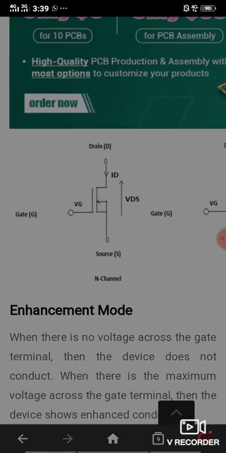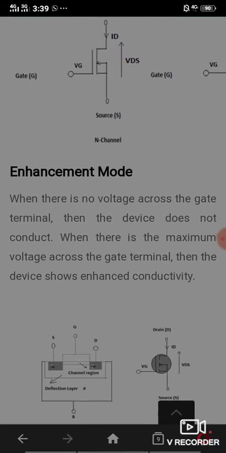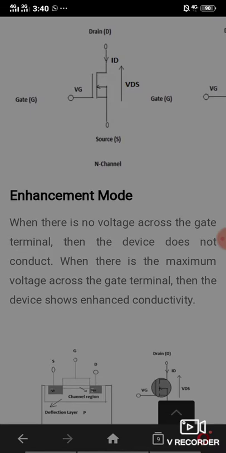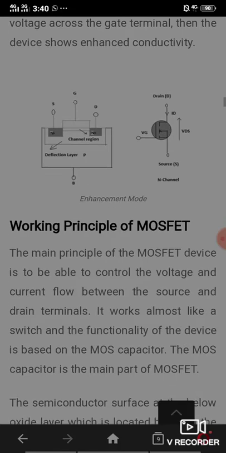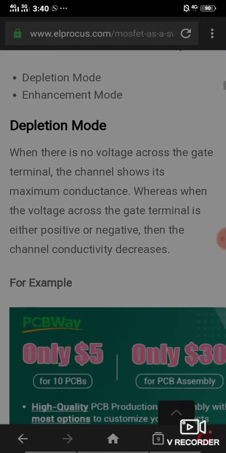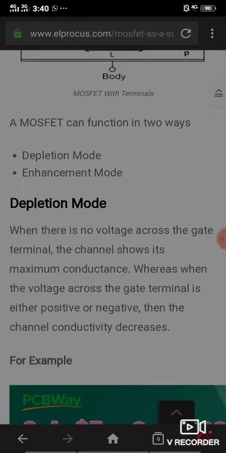Enhancement mode. When there is no voltage across the gate terminal, then the device does not conduct. When there is the maximum voltage across the gate terminal, then the device shows enhanced conductivity. Working principle of MOSFET: depletion mode and enhancement mode.